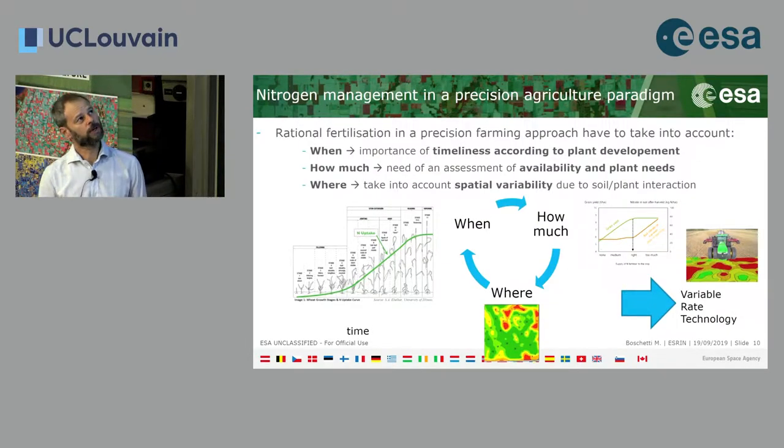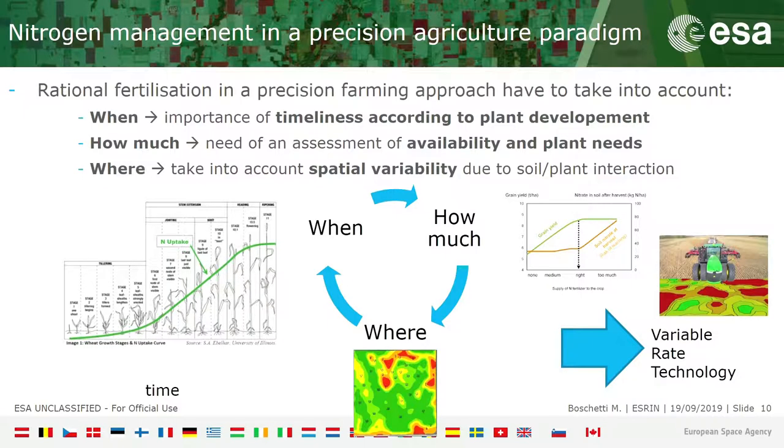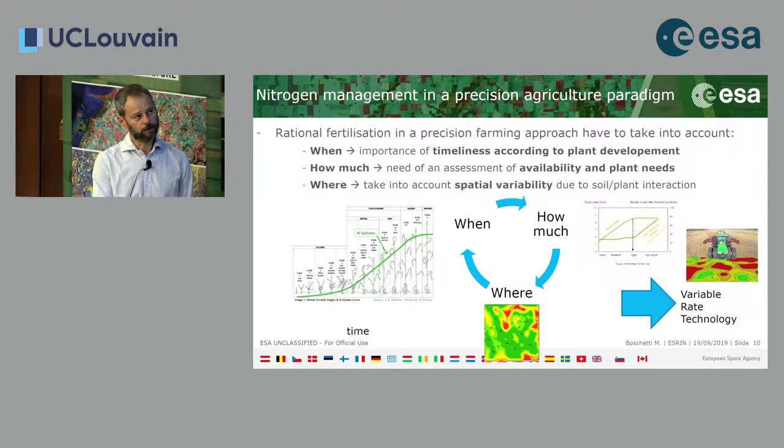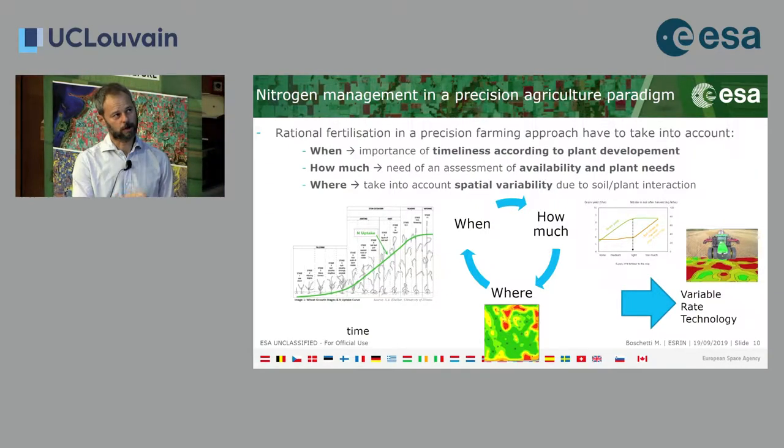So what we have to do in this paradigm is precision agriculture. We have to rationally use the nitrogen with a precision farming approach, in terms of when it is important to provide it, and how much it is important to give in terms of the availability in the soil and the plant's need, and where. That is the main contribution of remote sensing, to understand the spatial variability and then to provide the nitrogen accordingly. So we have to balance all those three components.